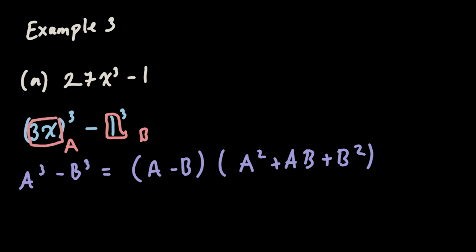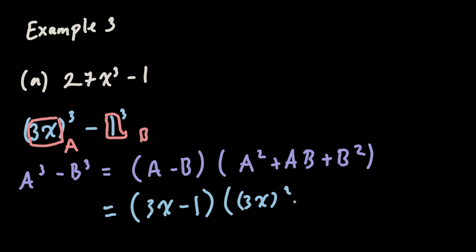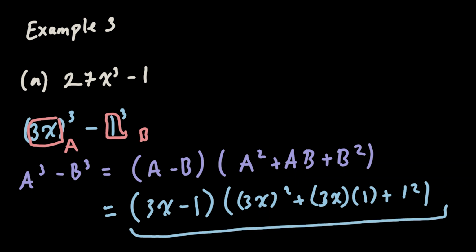So we will just substitute now. We will have here a, which is 3x, minus b, which is 1, then a to the power 2, which is 3x to the power 2, plus a, which is 3x, multiplied by b, which is 1, plus b squared, which is 1 squared. We can just calculate this expression and simplify it, and we will get the last answer.